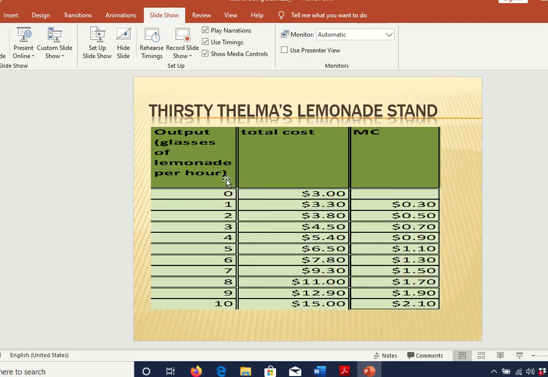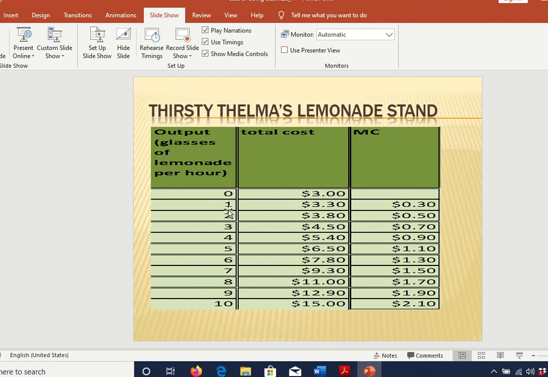So you can see the first column gives us the amount of output in terms of the number of glasses of lemonade sold in an hour, and then the corresponding total cost. As you can see, if the stand sells nothing, it will have to pay $3. That's the total cost. If it sells one glass of lemonade, that's $3.30. What that means is the first glass of lemonade adds 30 cents to the total cost. So that's the marginal cost of the first glass of lemonade.